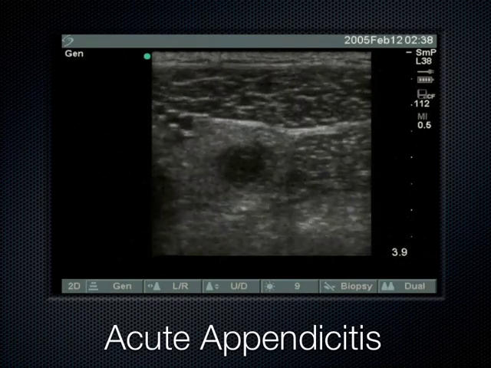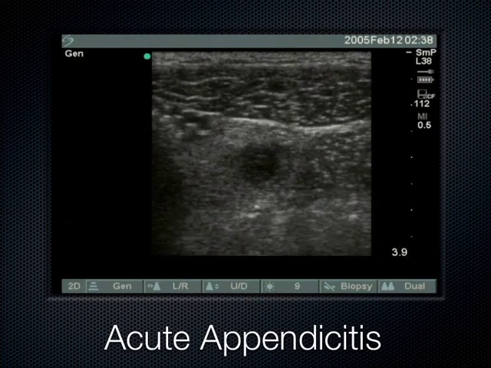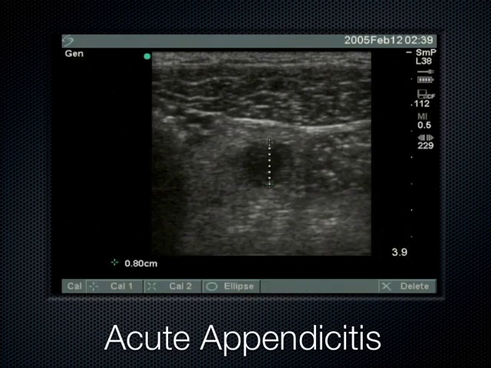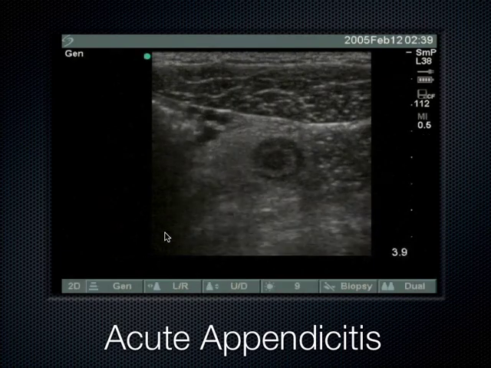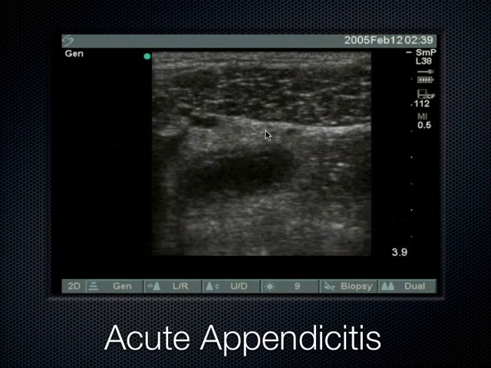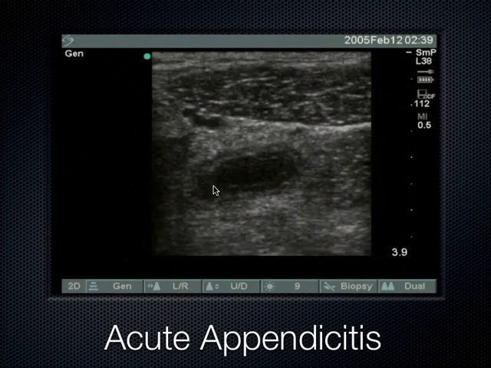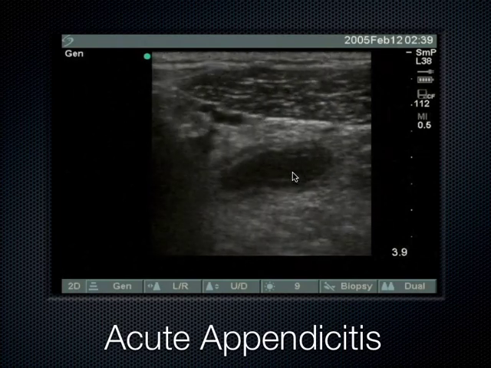Here's another case of clear acute appendicitis. We can see here a non-compressible tubular structure down here in the right lower quadrant that measures, what does this say? I think 8 millimeters was that one. But this is a sausage-like structure seen down here in the right lower quadrant.